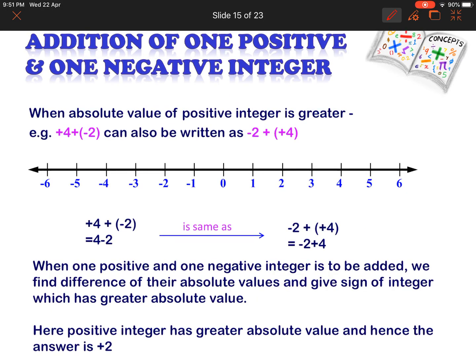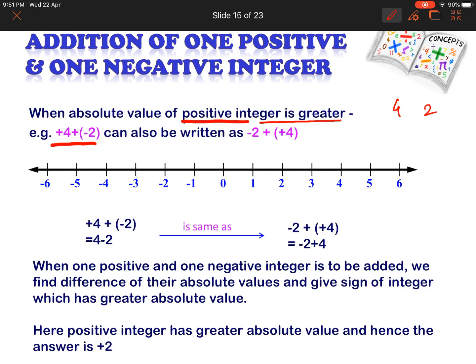The last case we are going to learn is addition of one positive and one negative integer. As I told you earlier, there are again two cases in this one, when absolute value of positive integer is greater and when absolute value of negative integer is greater. So let's check the first case. Here I have taken example +4 plus -2. If you see, absolute value of +4 is greater than absolute value of -2. Absolute value of +4 is 4, absolute value of -2 is 2. Obviously 4 is greater than 2, so absolute value of positive integer is greater.